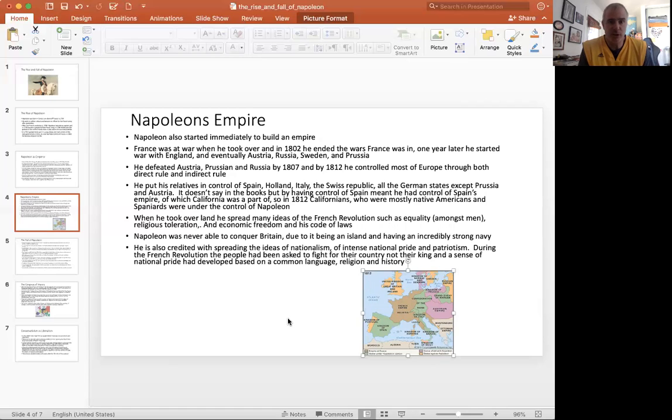This is more of an indirect control, where direct rule is when he actually puts his people in there who rule and police and control. In some countries, he says, you guys stay in power and just do what I say and you can still rule. Everywhere he goes, he brings the Napoleonic Code.